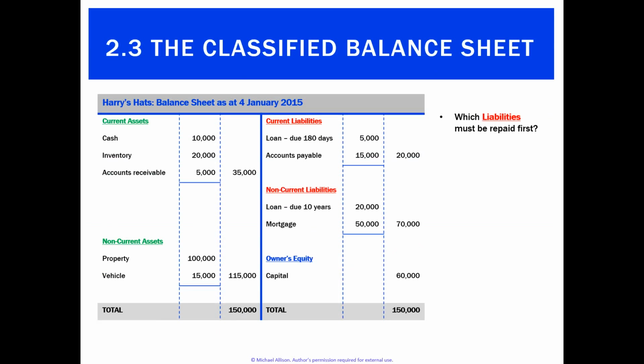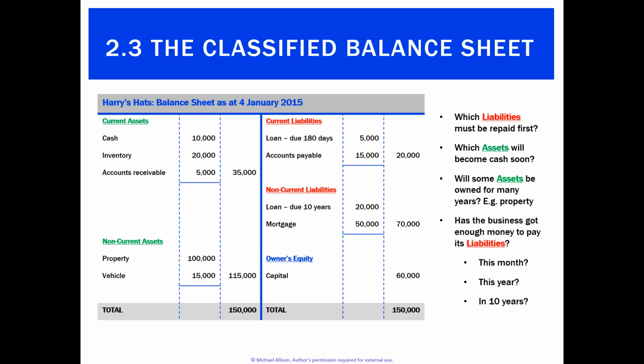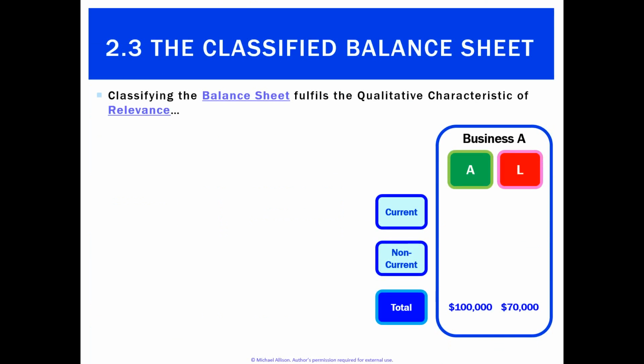So let's answer the questions I might have. Which liabilities must be repaid first? Obviously I'm going to pay the loan that's due in 180 days rather than the one that's in 10 years, and the mortgage that's due probably in 20, 30 years. Which assets will become cash soon? Well, everything but the property and the vehicle. Will some assets be owned for many years? Well, anything in the non-current section by definition will be owned for at least a year. And has the business got enough money to pay its liabilities this month and this year? Well, it looks like it does. And in 10 years, well, it seems to have more non-current assets than non-current liabilities. So I'd say that the answer to that is yes as well.